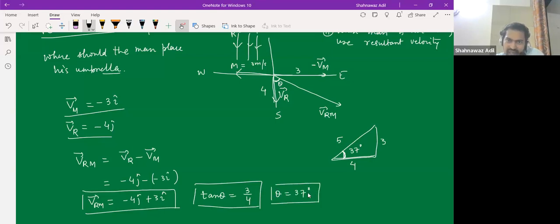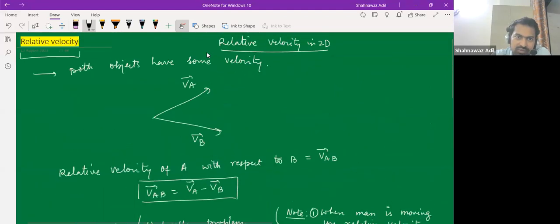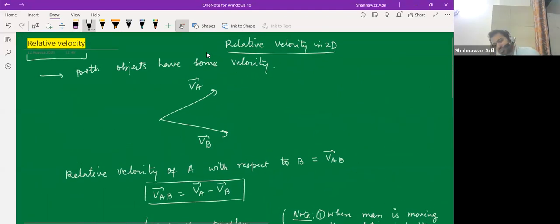So this is the angle at which the man has to place his umbrella, right? Is this clear? Yes, sir. So please note it down. Please note it down from here. So remember that the man was moving, right? Now we will do a question when the man is not.